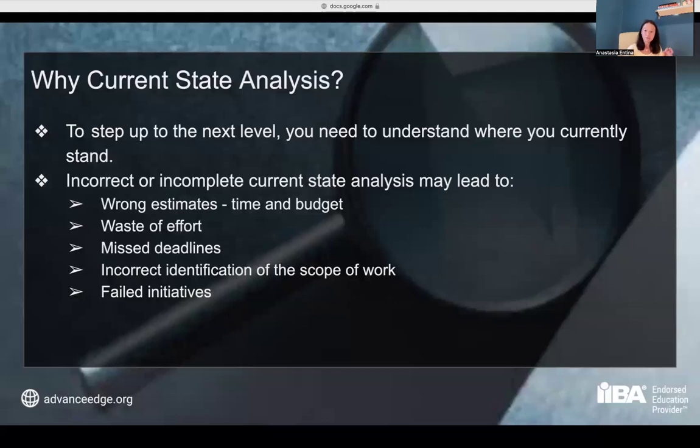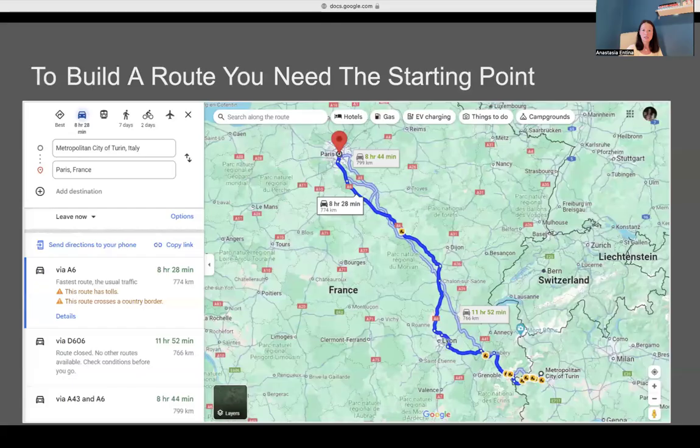Why am I saying this and again showing you Google Maps? We have just listed the possible consequences of the incomplete, missed, incorrect or insufficient current state analysis. So assume here, if you take a closer look, you can see the starting point: I'm saying that, well, I'm in the city of Turin, Italy, and I want to go to Paris, right? What are my options? Google Maps tells me, well, you can go by car and it will take 8.5 hours. There is no option to go by public transport so far. You can walk for 7 days or you can ride a bike for 2 days, right? These are my three possible strategies. Go by car, walk, ride a bike.